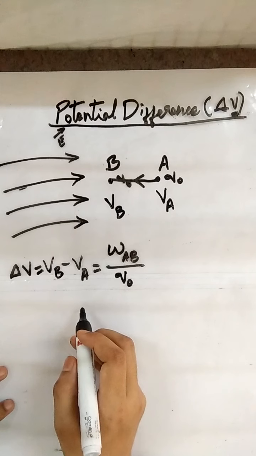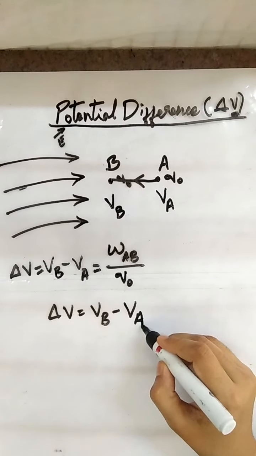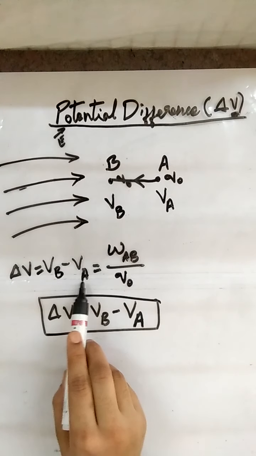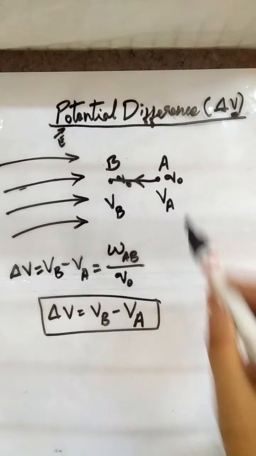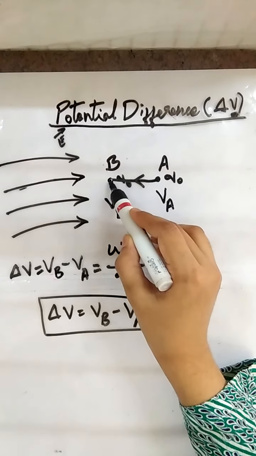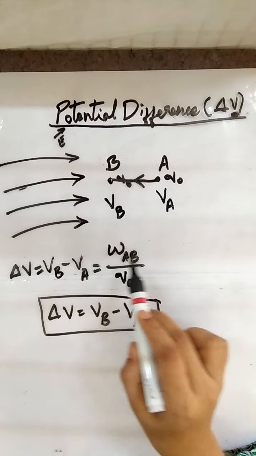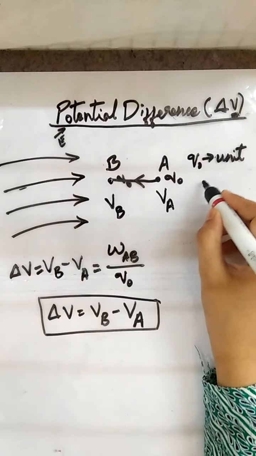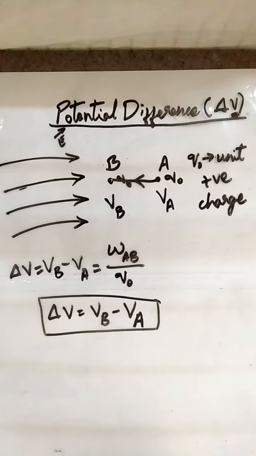So, how can you write delta V now? Delta V is VB minus VA. Now, many students come across this statement and have a doubt. Can I say VA minus VB and write it as WBA? Well, I can write that, but the convention is like this. When I am doing work from A to B, I am writing it as WAB. Since the final point is B, I am taking that point first and then A afterwards. So VB minus VA will be WAB divided by Q naught, where Q naught is the unit positive charge.